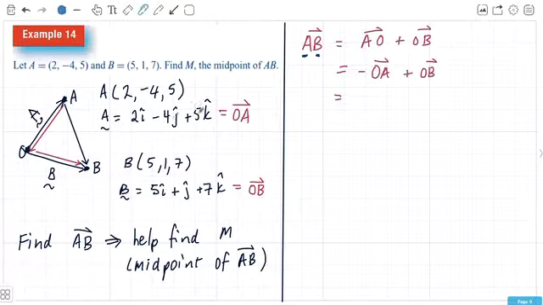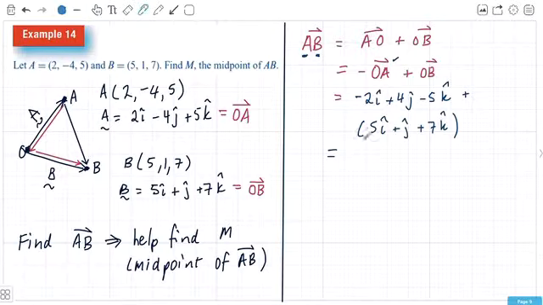So let's do the negative of this vector OA. Going backwards along here, this will be negative 2i plus 4j minus 5k, because remember we're going backwards, so everything's negative. And then for O to B, we just add that on, so that's 5i plus j plus 7k. Now I'm just going to group the i's together: negative 2 plus 5 in the i's, 4 plus 1 in the j's, and negative 5 plus 7 in the k's.